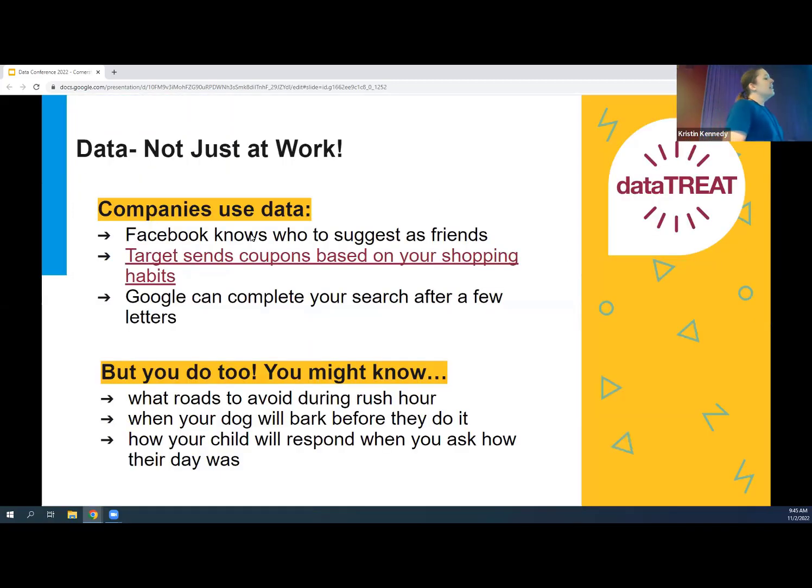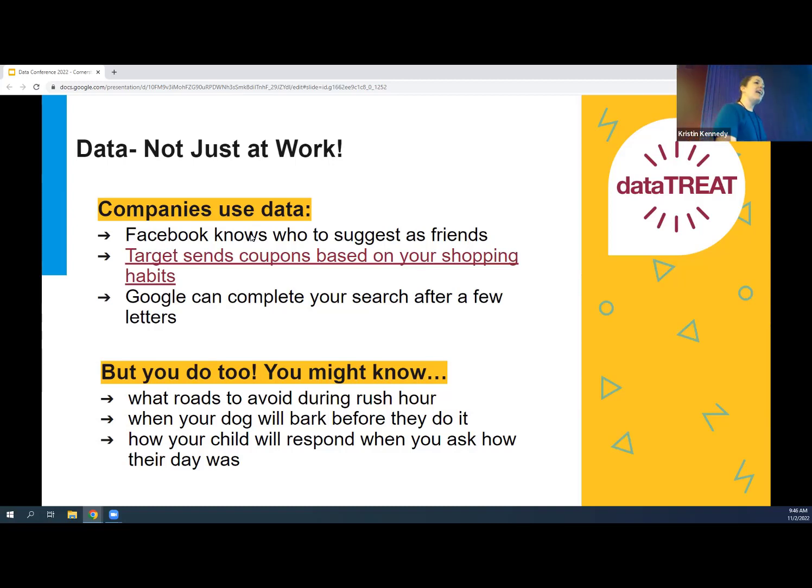So consider this. Y'all all know companies use our data. That is nothing new. Facebook knows who to suggest for your friends, and they can suggest people that you hadn't thought about in 20 years. And you go, oh man, I forgot that person even exists. And yet Facebook knows. But when I send you this slide deck, or if you decide to search on your own, totally click on that Target link.